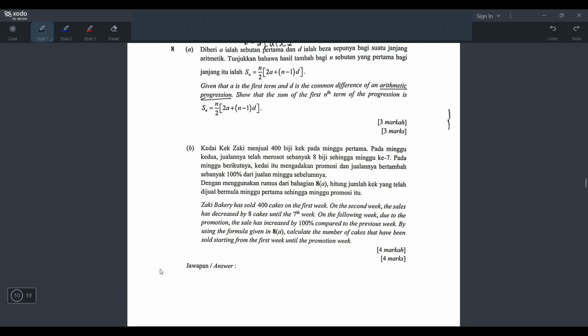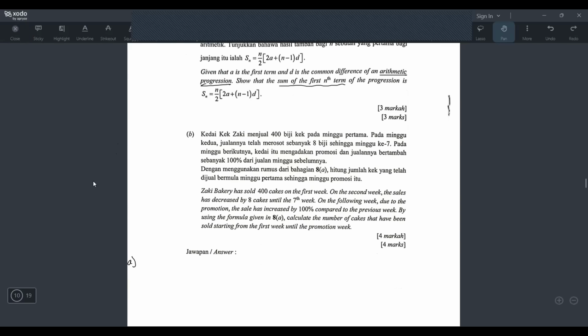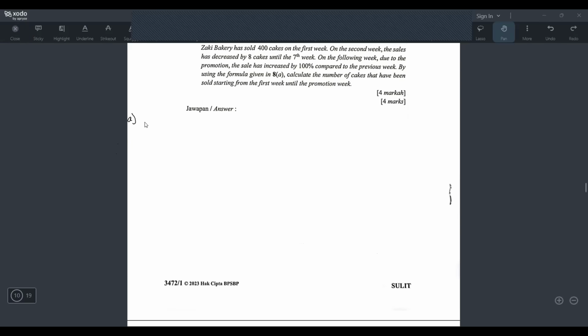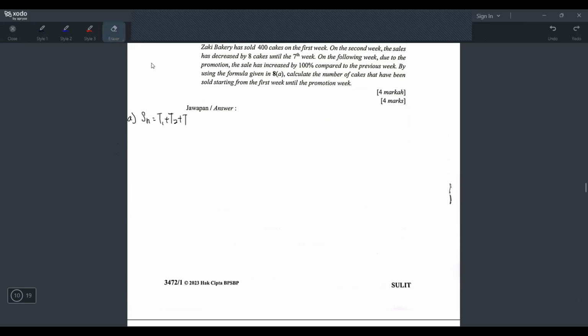So let's start the proving. How do we prove this formula? Okay, first of all, Sn stands for the sum of the first n terms. So we all know if we want to find a sum, we will add all the terms, right? So what do I mean by Sn here? It means I'm taking T1 plus T2 plus T3 plus T4 and so on. So you just add until the end, right? So what I will write now is T1 plus T2 and then plus T3 and then keep going until Tn.